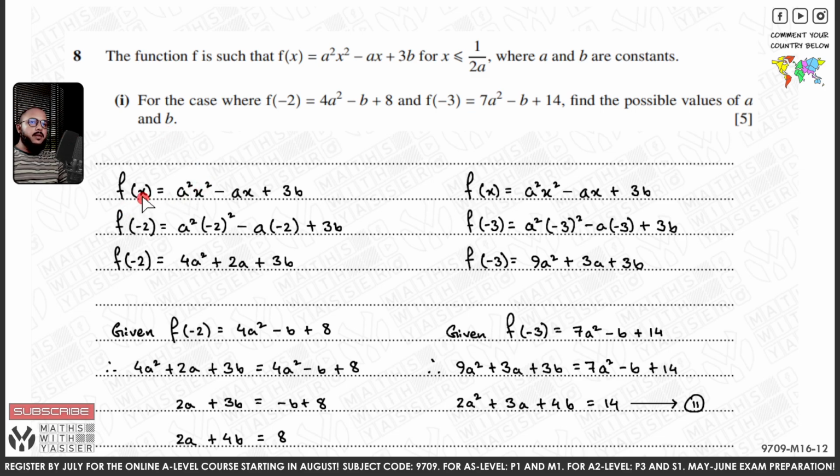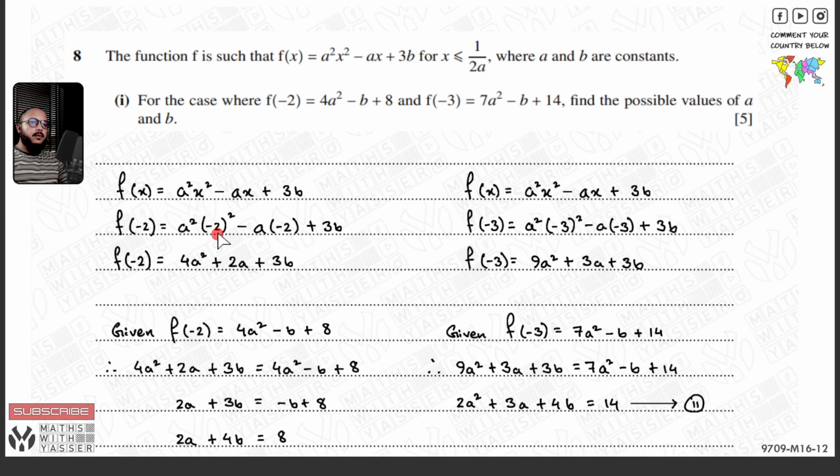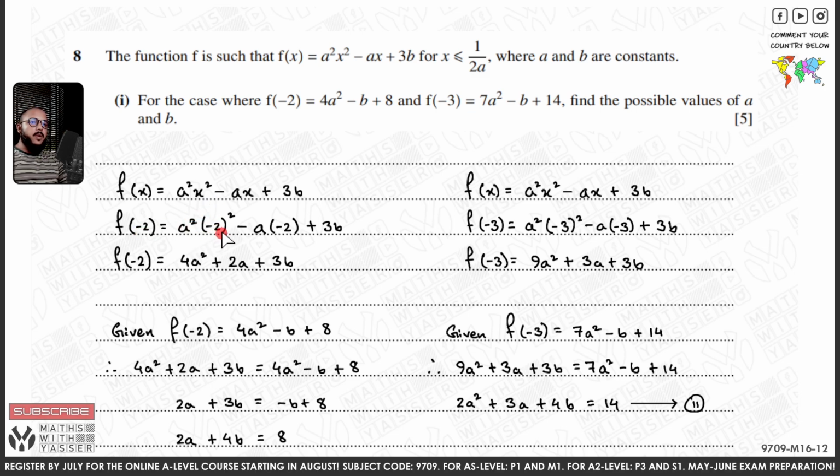So this was the equation of the function. When we substitute minus 2 into this equation, we get a square times minus 2 whole square minus a times minus 2 plus 3b. That gives us positive 4a square plus 2a plus 3b. And when we substitute negative 3 into this equation, we get a square times minus 3 whole square minus a times minus 3 plus 3b. That gives us 9a square plus 3a plus 3b.